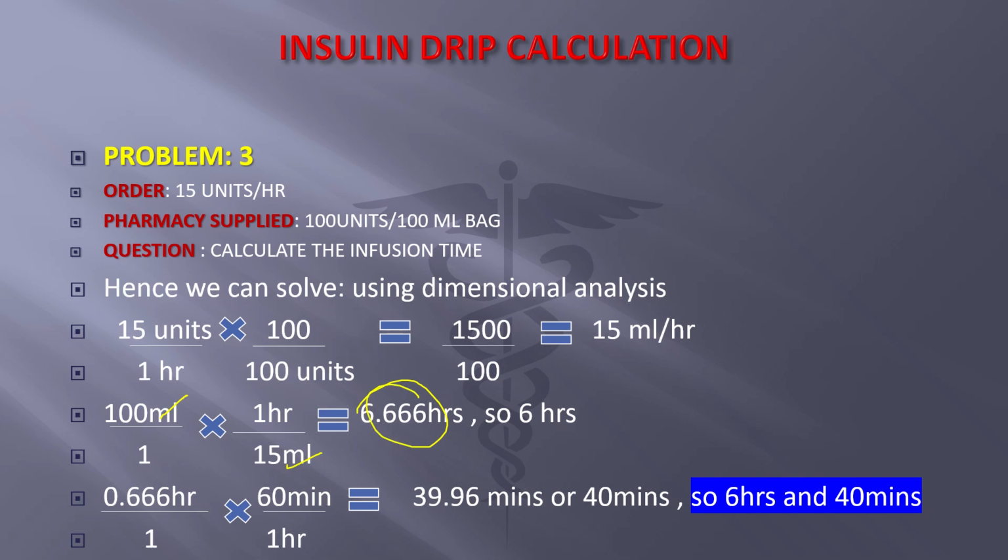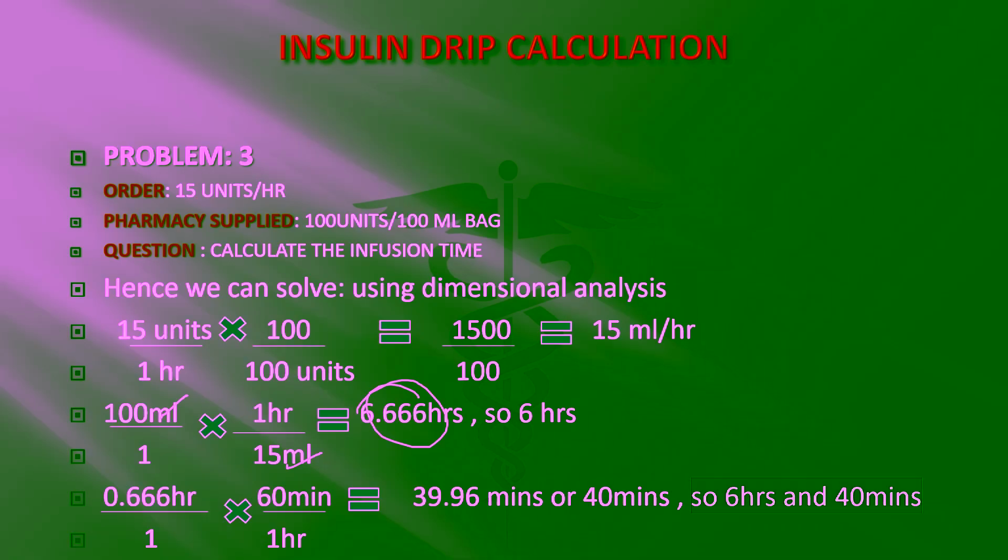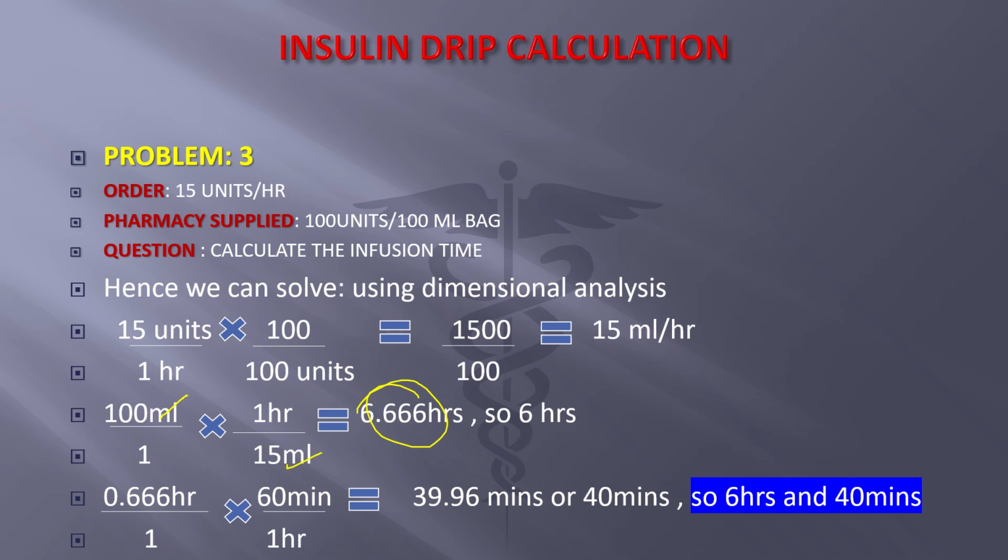Now my task is to convert this 0.666 into approximate minutes. I cannot leave it as 6.666. So 0.666 hours multiplied by 60 minutes per 1 hour. Here again hour and hour will get cancelled. So 0.666 multiplied by 60 will give 39.96 minutes, which you will always round up. Decimals will always be rounded up in drug calculations, as we have learned before, to 40 minutes. So my answer is that this infusion will run for 6 hours and 40 minutes.